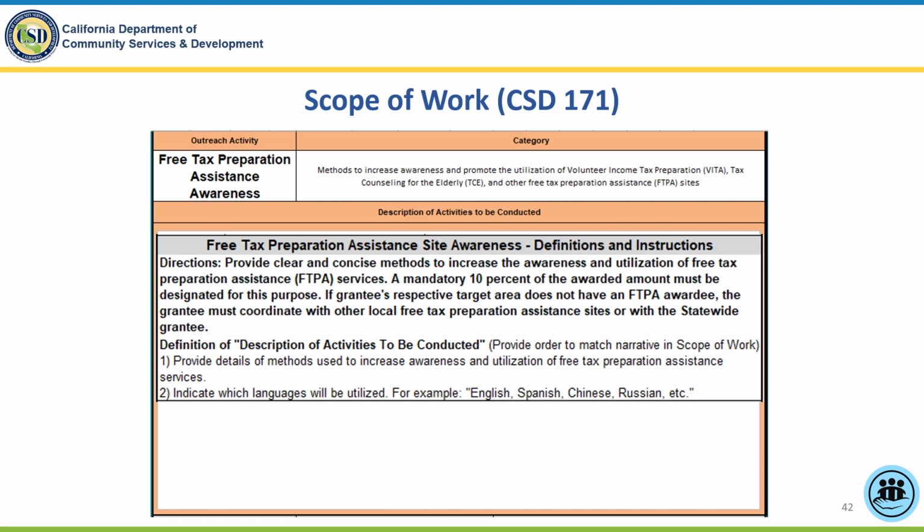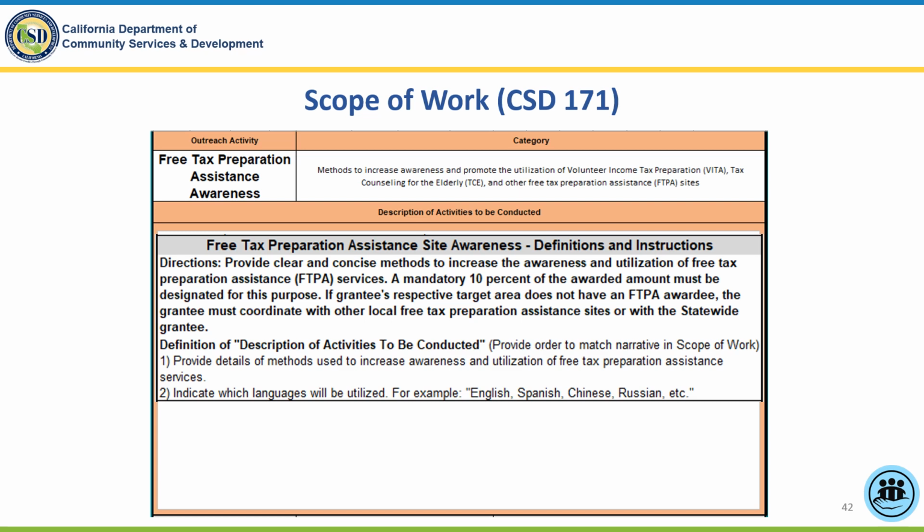This requirement was made to ensure grantees are collaborating and coordinating efforts, and it helps education and outreach grantees meet the requirement that they provide information on free tax preparation assistance services. Use this section to provide your organization's methods to increase awareness and promote the utilization of free tax preparation assistance sites such as volunteer income tax preparation or VITA sites or tax counseling for the elderly and others.